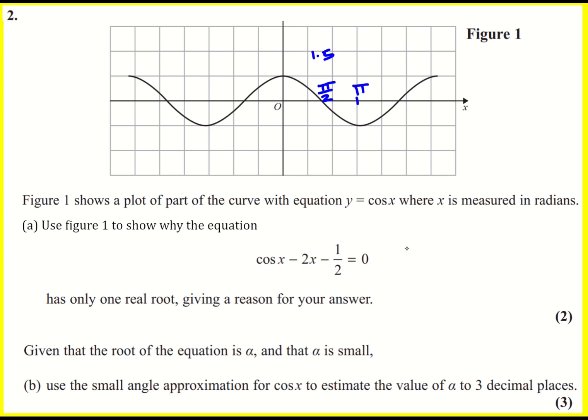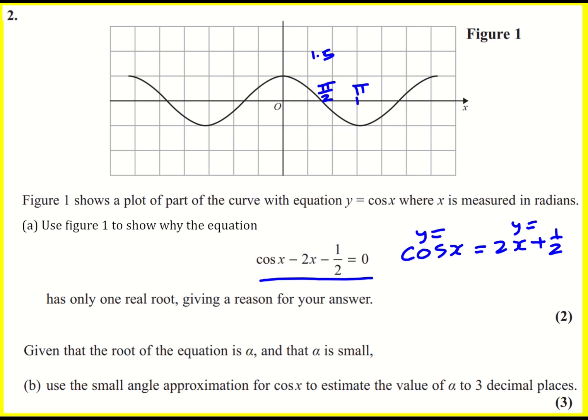Okay, so we've got cos x. Let's make cos x the subject. So cos x is going to equal 2x plus a half. Now the solution to this equation is going to be the solution to the simultaneous equations y equals cos x and y equals 2x plus a half. It's where those two graphs intersect. And that's exactly why I've rearranged it to make cos x the subject, because we have that graph.